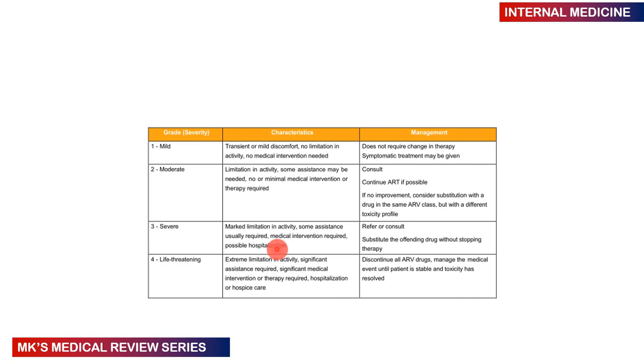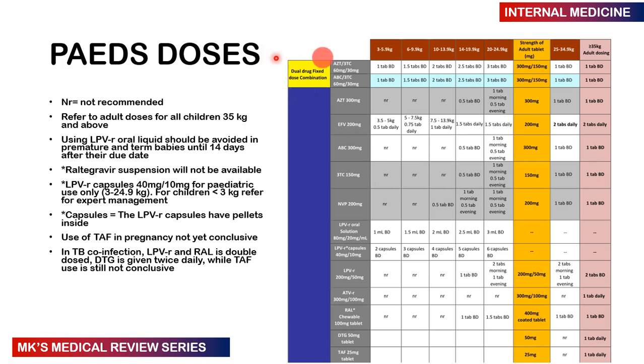So here we either refer or consult a senior, someone who's experienced. Then we substitute the offending drug without stopping the therapy. If you have the moderate, where they have limitation in activity, some assistance may be needed, no or minimal medical intervention or therapy may be needed. Here we consult, and we continue the ART if possible. If no improvement, then we consider substituting with a drug in the same class but with a different toxicity profile. If it is mild, which is a transient or mild discomfort, no limitation in activity, no medical intervention needed, then we do not need to change the drug, and we just give symptomatic treatment for the side effects.